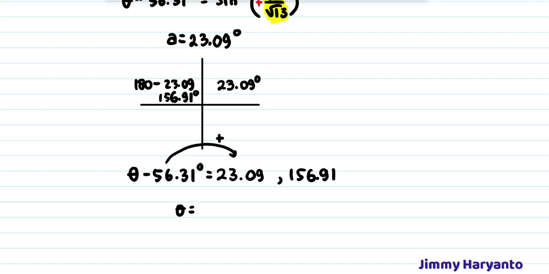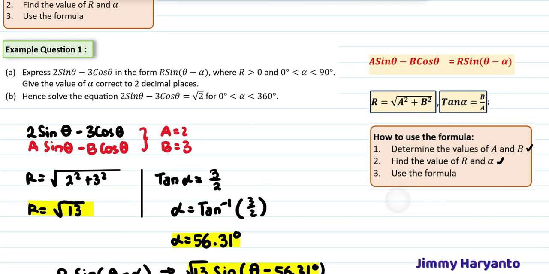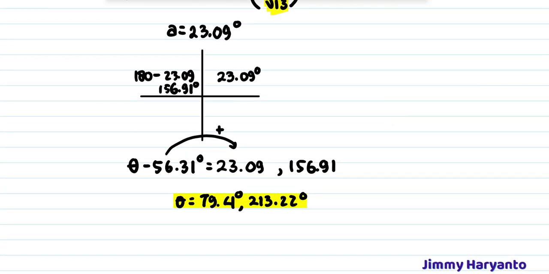23.09 added to 56.31 is 79.4, and 156.91 plus 56.31 is 213.22. So these are the answers. Don't forget to take a look at the interval. It's from 0 until 360, and I think there will be no other answers, so this is our final answers.